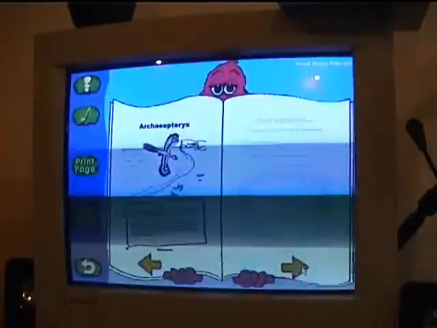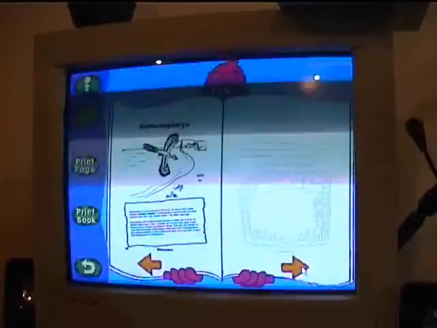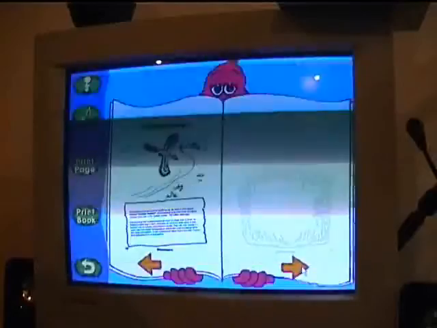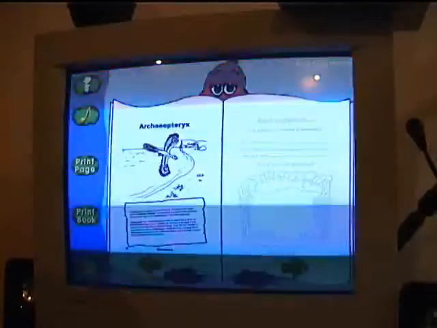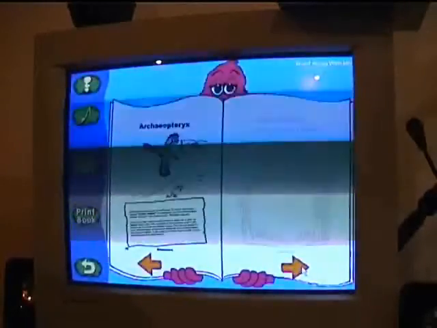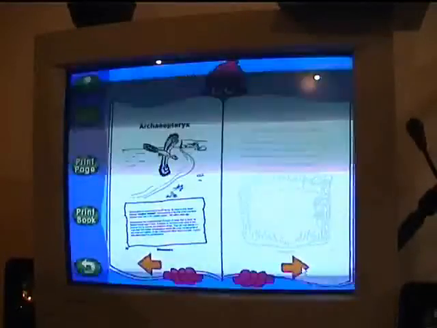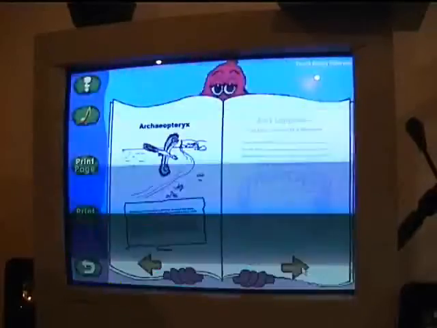Page 16. Archaeopteryx. Archaeopteryx is pronounced Archaeopteryx. Its name is from Greek meaning ancient feather. Archaeopteryx is the first of the true birds. Dinosaur birds lived in the Jurassic period, 150 million years ago.